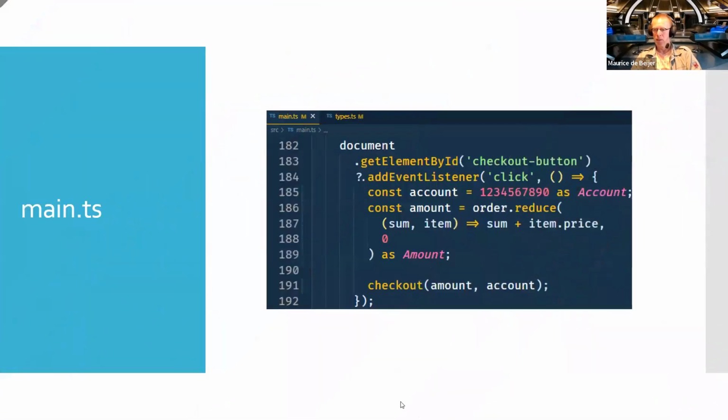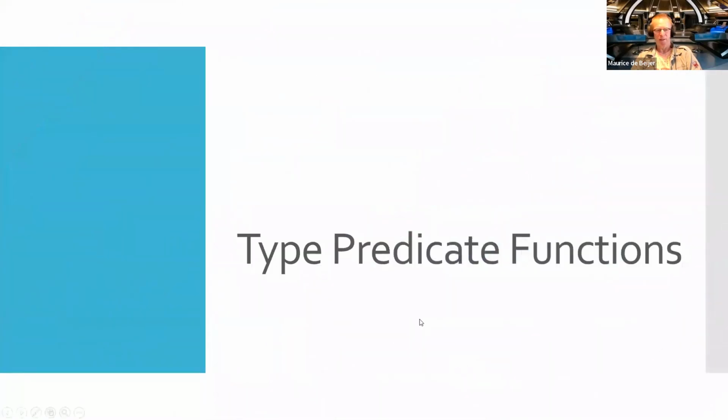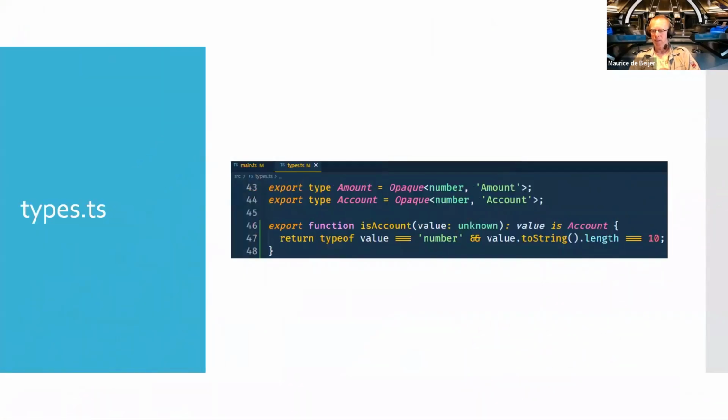So use casts here. Now, casts are nice, but they work at compile time, but only compile time. So a slightly better way is to start using type predicate functions. And a type predicate function looks like this. So we've got a function isAccount, which takes some value. The important part is this, the result value is account. So if this returns true, then whatever was passed in is considered to be of type account. And if it's false, then it's not considered to be of type account.